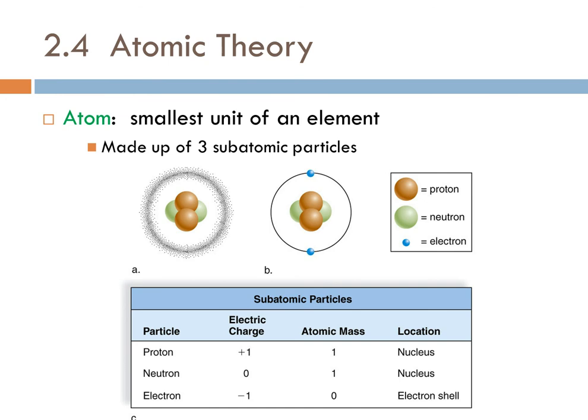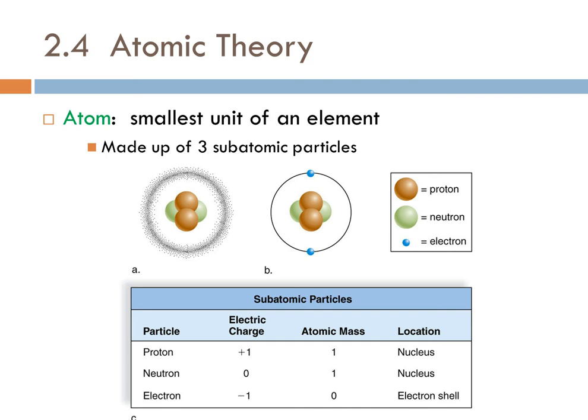An atom is the smallest unit of an element, and it's made up of three subatomic particles. You've probably heard of these before, so I'm going to go kind of quick. A proton, a neutron, and an electron. A proton sounds like positive, and it's a positive charge. A neutron sounds like neutral, and it's zero charge. An electron is the only one you kind of have to remember because the name doesn't help you. Electron is negative.